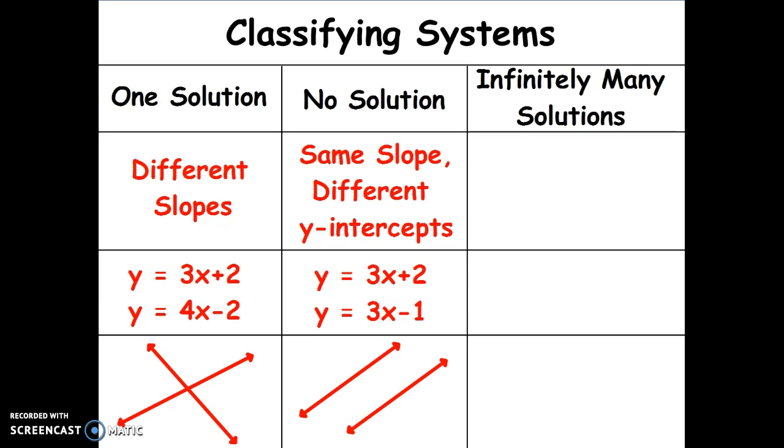What the graphs look like are parallel lines. There's no solution, they never cross. They never meet, they never intersect. That means there's no solution.